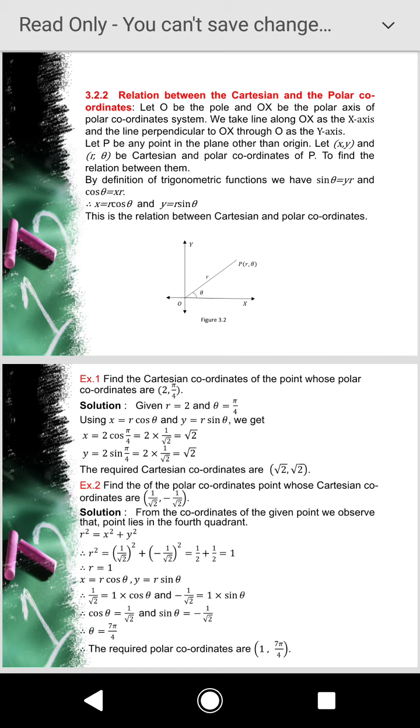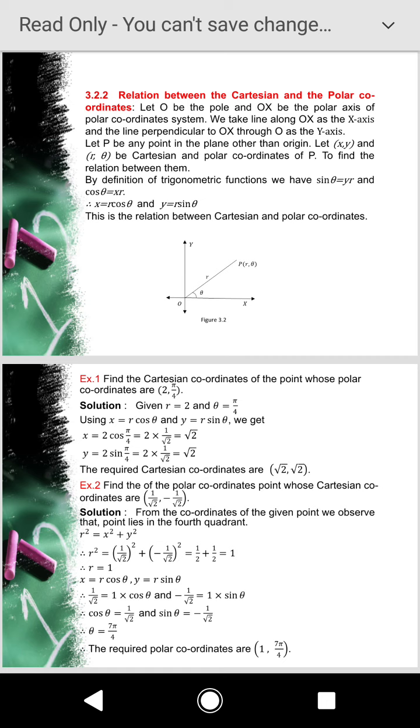The value of cos pi by 4 is 1 divided by square root of 2. Then 2 multiplied by 1 divided by square root of 2 is square root of 2. y is also, y equal to 2 sin pi by 4 equal to 2 multiplied by 1 divided by square root of 2 equal to square root of 2. Here sin pi by 4 and cos pi by 4 have the same value. The required Cartesian coordinates are square root of 2 and square root of 2.